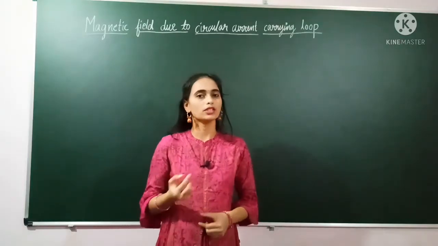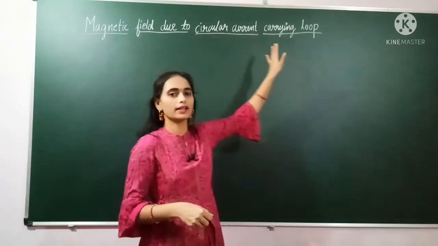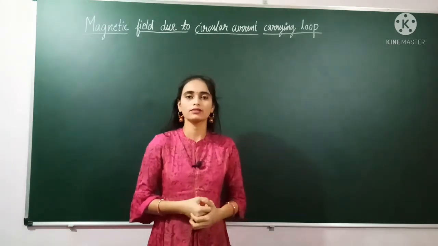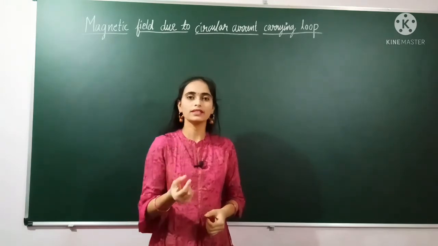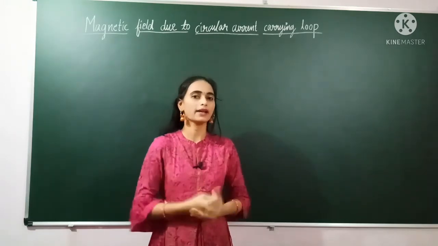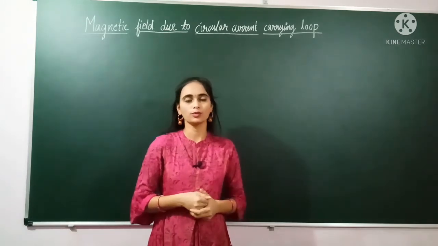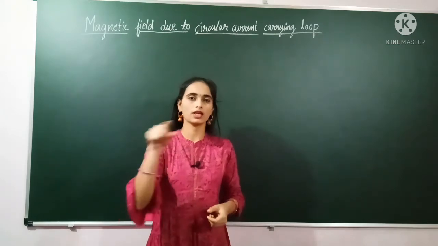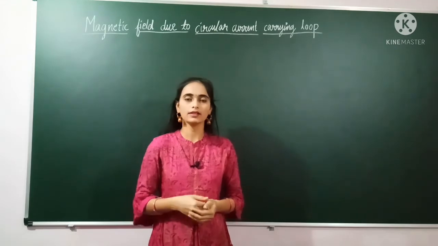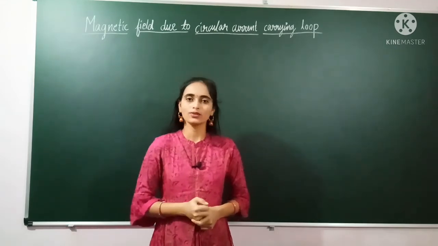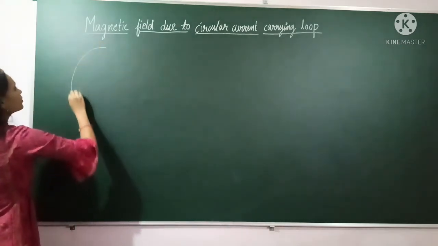Back to my channel. So in this video I am going to teach you about magnetic field due to a circular current carrying loop. In last class we studied magnetic field because of a finite length of wire, meaning if it is a finite length of wire, how much magnetic field is created, that we calculated. But in this video, instead of that straight wire, if it is a circular loop, how much magnetic field will be created at the center, that we are going to calculate. So let's start.